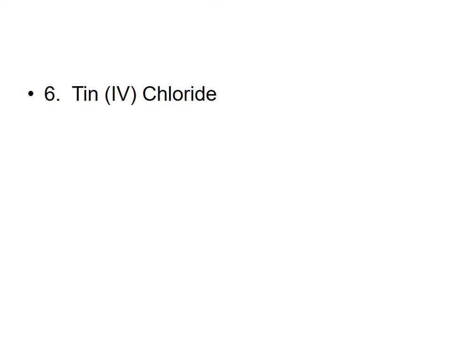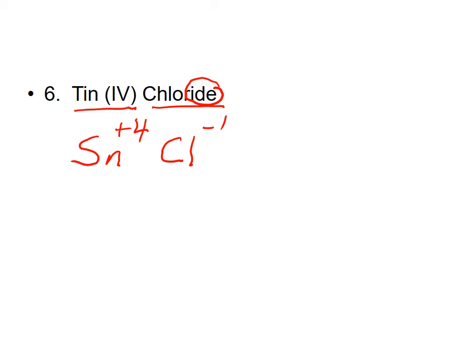And the last one we have here is tin Roman numeral 4 chloride. Again, the "ide" ending is going to give you a signal that you have an element. So we're going to look up tin, and we know it's plus. But on your chart, it could be +2 or +4. The Roman numeral tells you what it is. It's +4. 4 means 4. Chloride means the element chlorine. We know that that's -1.